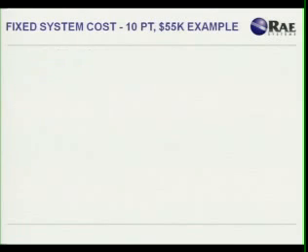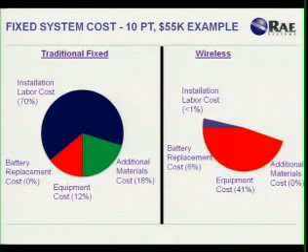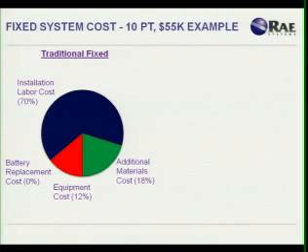So a quick other way to look at it, that same exact example, the 10-point example, $55,000 on the fixed head side. What you'll see is that when you break it down, you've got your initial equipment cost, which was 12%. You've got additional materials cost, which was 18%. That's the cabling, the conduit. And you've got this really big piece of installation labor cost, 70%. And again, that's going to vary by location.